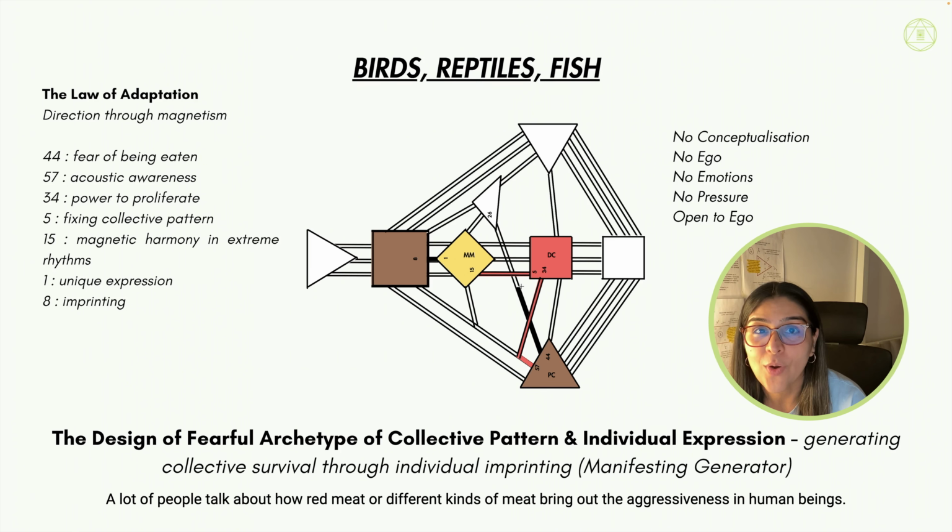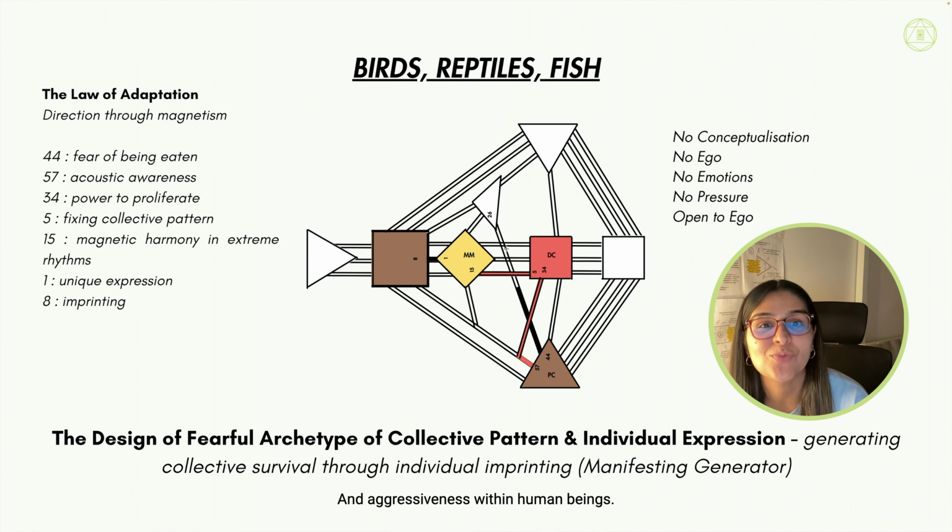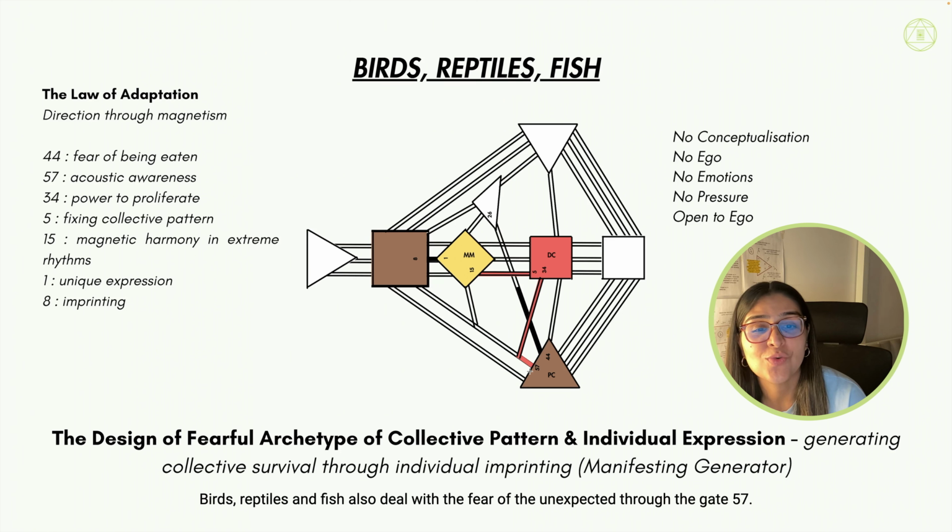A lot of people talk about how red meat or different kinds of meat bring out the aggressiveness in human beings, while actually it is consumption of birds, reptiles, and fish that increases heat and aggressiveness within human beings. Birds, reptiles, and fish also deal with the fear of the unexpected through the gate 57.